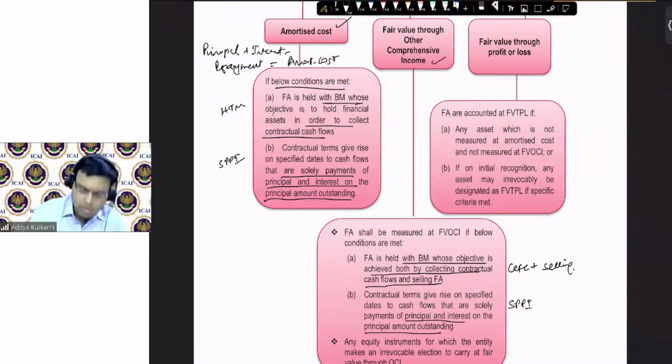Fair value through other comprehensive income. You will take it as FVTOCI. Is it okay? Did you understand?